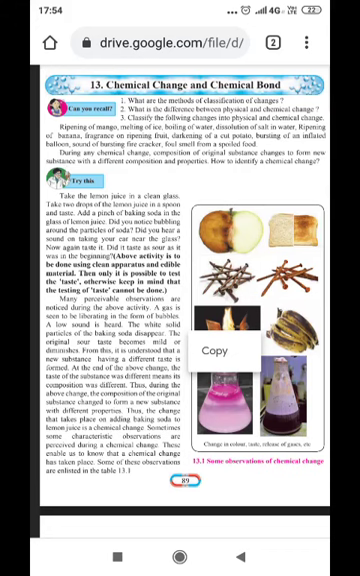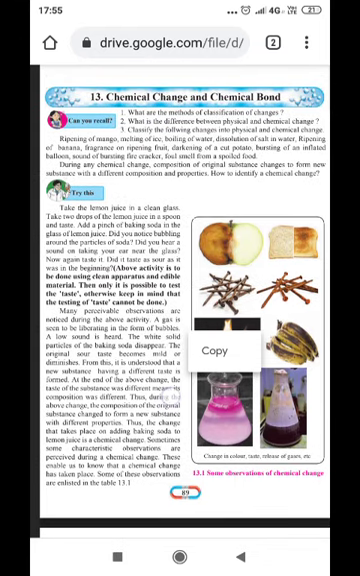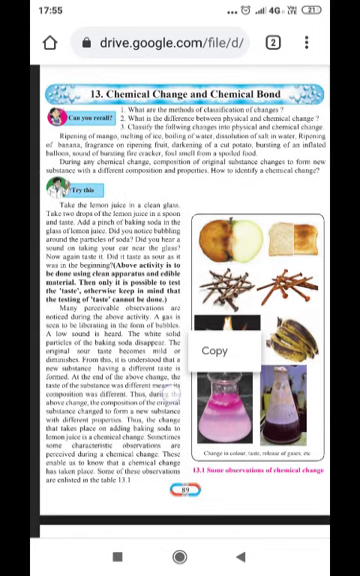Good morning, dear students. Welcome back again with the new lesson of Science at 8th Standard, lesson number 13, Chemical Change and Chemical Bond. Now, in this lesson, we are going to deal with what is chemical change and how the chemical bond is formed.